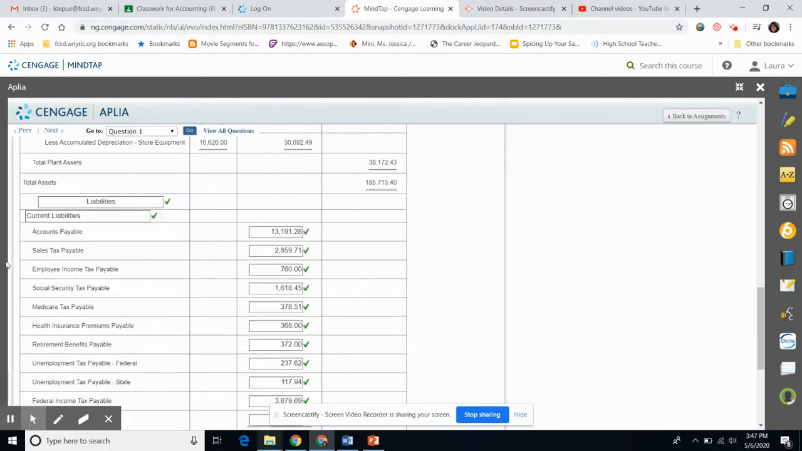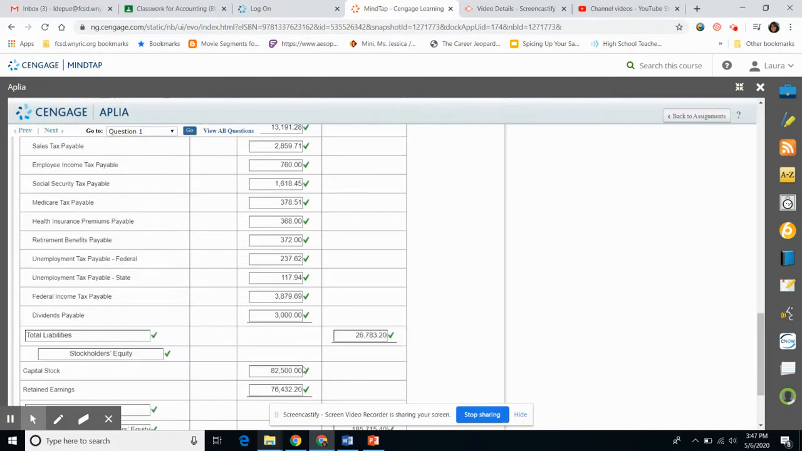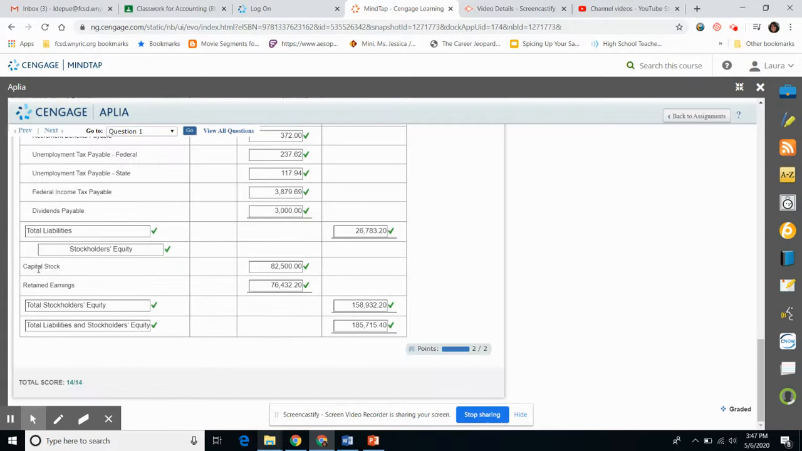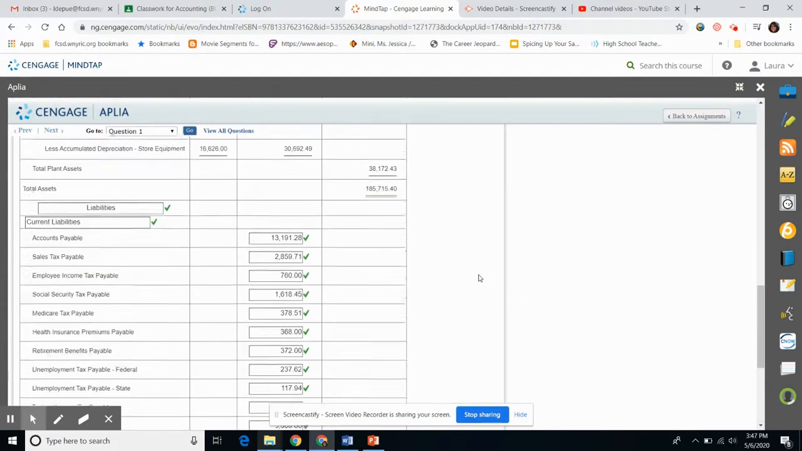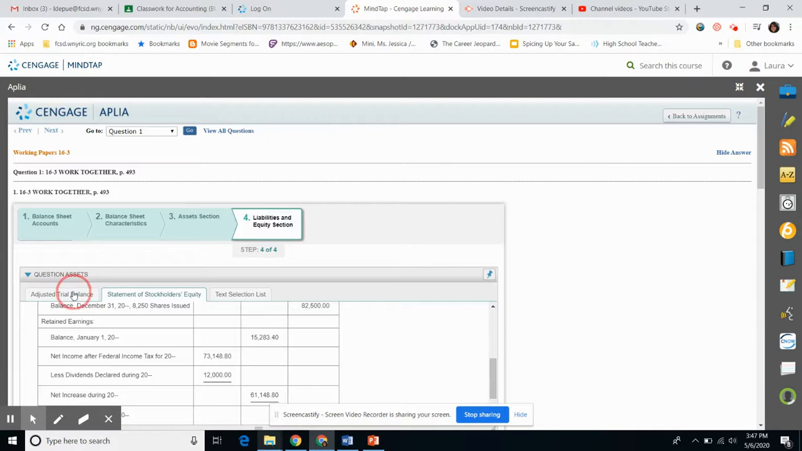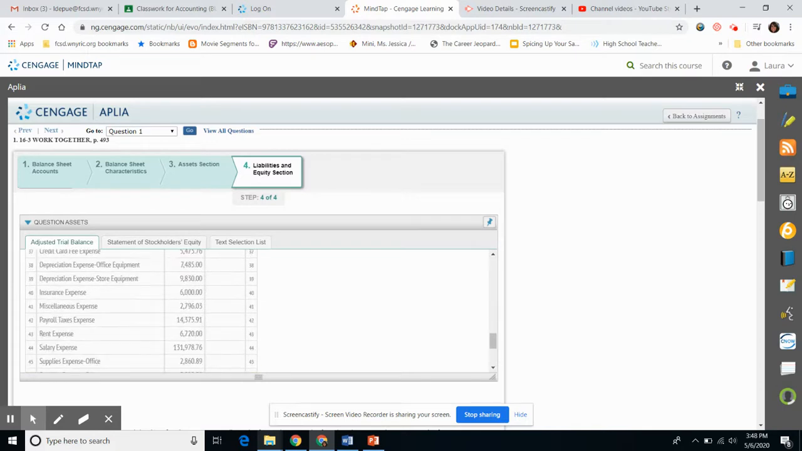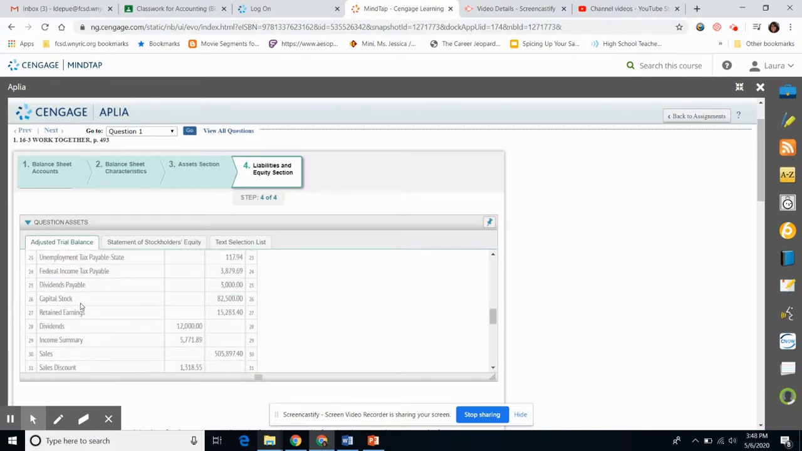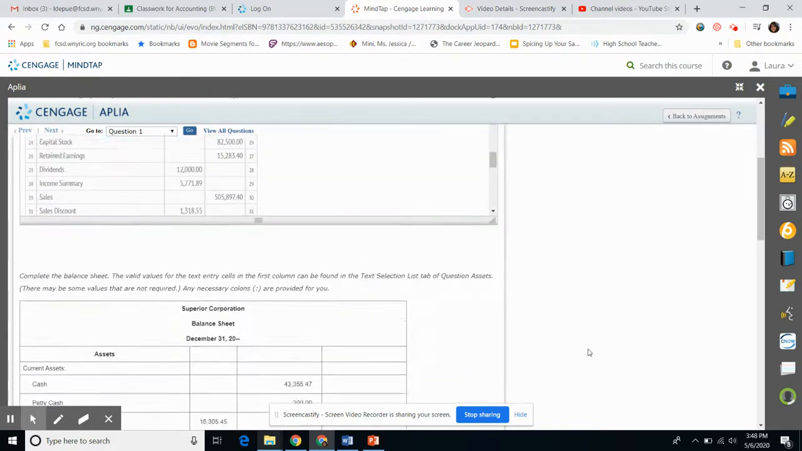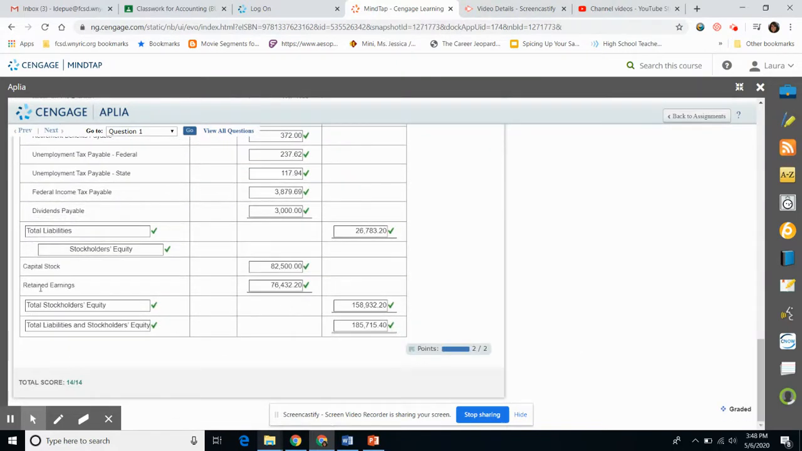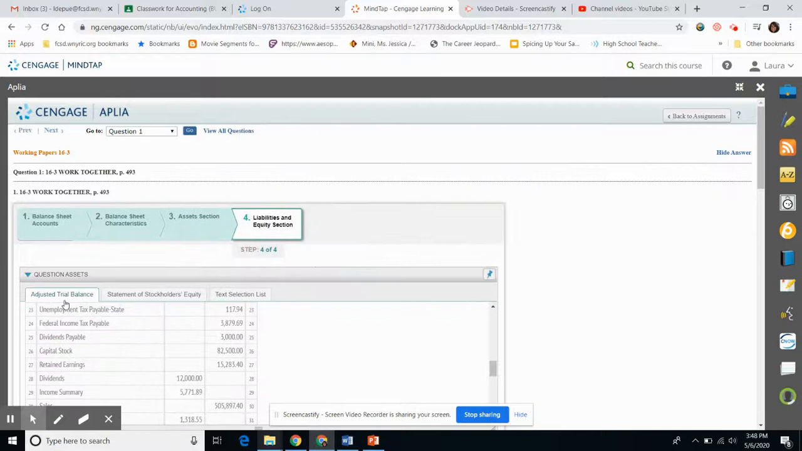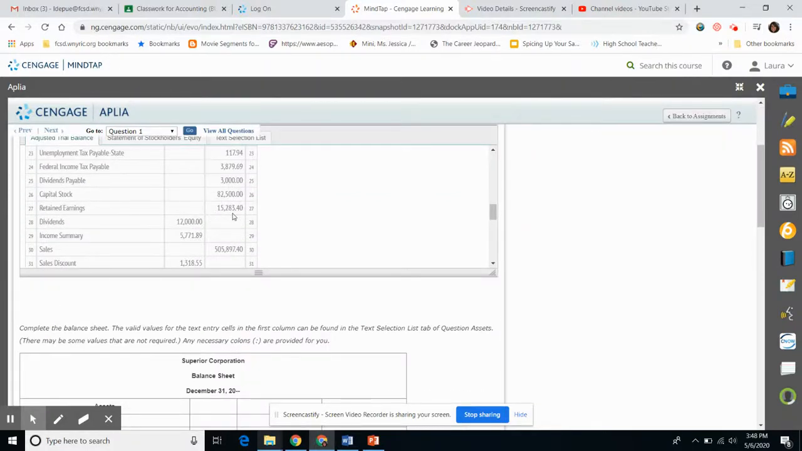Okay, let's check your answers. So your current liabilities, after you just plugged in all of your amounts, you're going to have total liabilities of $26,783.20. The last section, stockholders' equity, you're going to start with your capital stock, $82,500 that you got from your adjusted trial balance, I believe. Right here, capital stock line 26, $82,500. And this, if you got anything wrong, it might have been this. So your retained earnings you do not get from the adjusted trial balance. You would not plug in this 15,000 number.